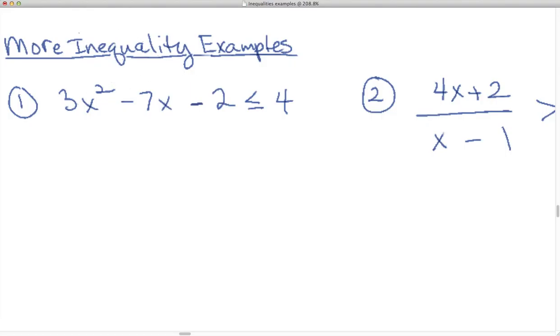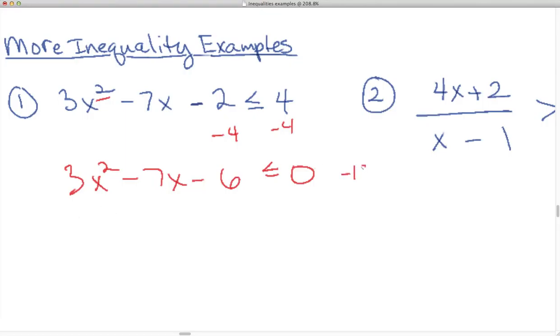First thing to do is recognize that this is a power of x greater than 1 here, so we have to do sign analysis. The next thing we have to do is get this 4 over to this side. So if we subtract the 4 on both sides, we get 3x squared minus 7x minus 6 less than or equal to 0. Multiply 3 times negative 6, you're going to get a negative 18.